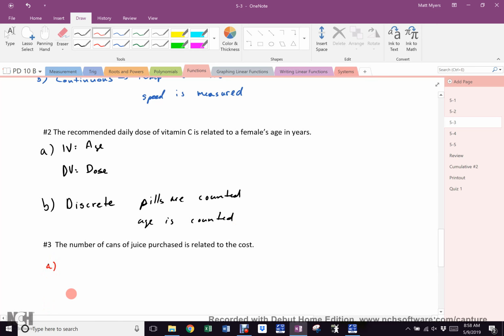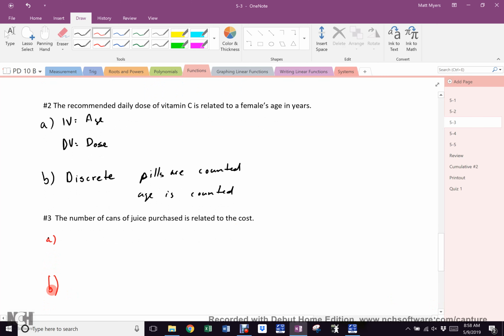Number 3. Go. IV, DV. I know. That's why all of you were able to take cold pills before you were 12. It's just a legal thing because some kids react badly to medicine. IV.